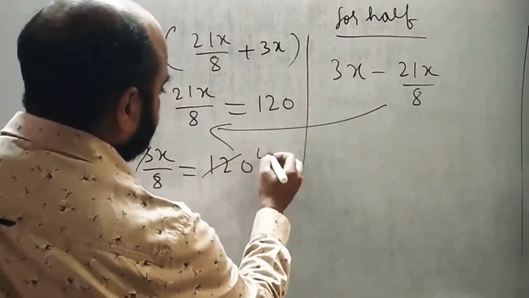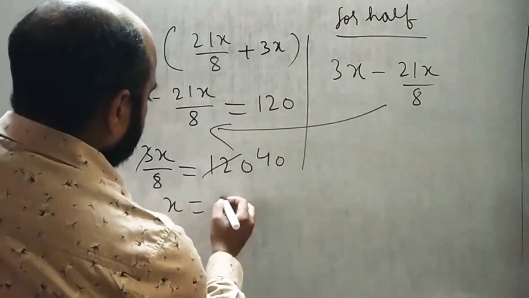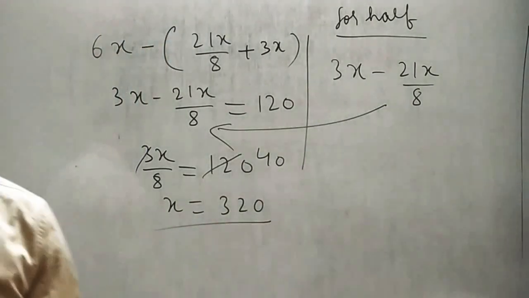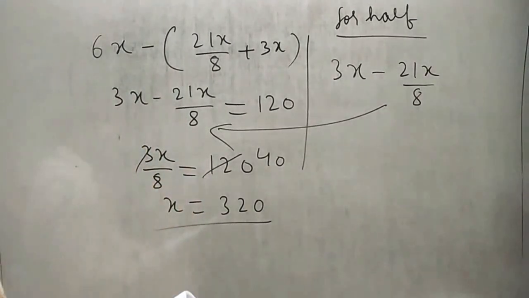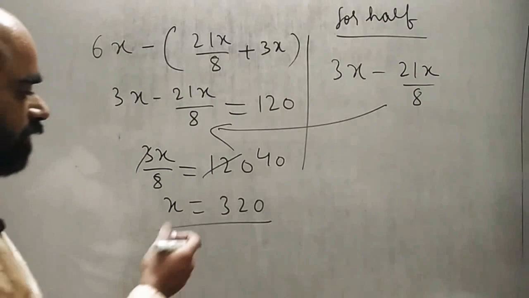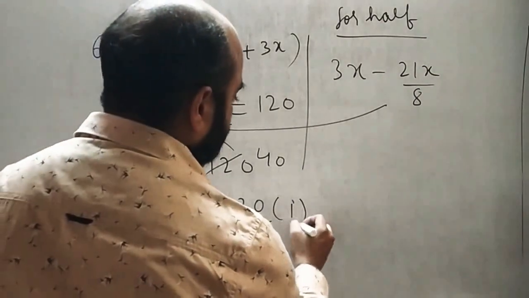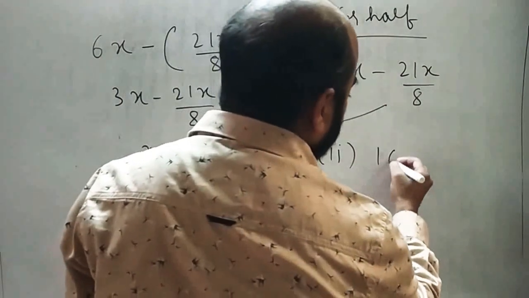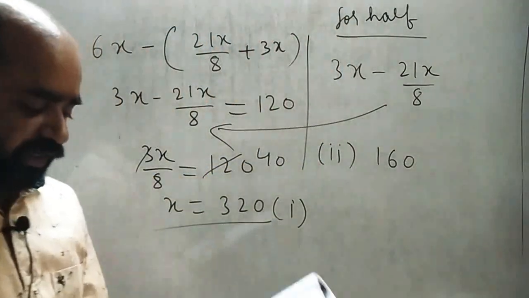So x will be 320. So first part, number of shares before the transaction is 320. Number of shares he sold, half he has sold. This is the first part. Second part, half he has sold, it means 160 sold, 160 left.